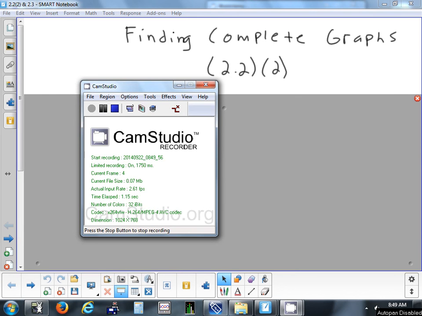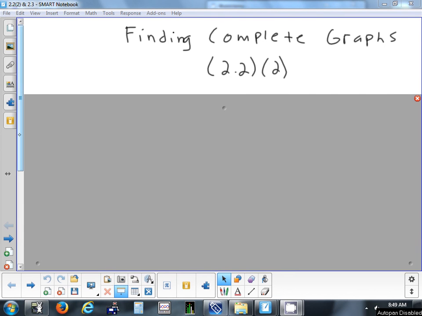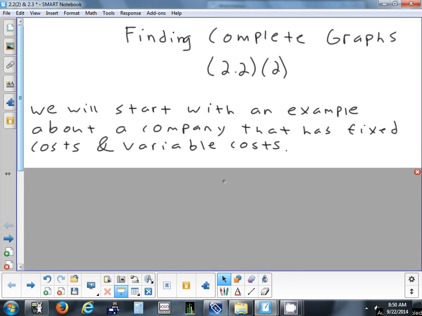All right, so last time we did part of section 2.2, finding complete graphs. We're going to finish up 2.2 today.